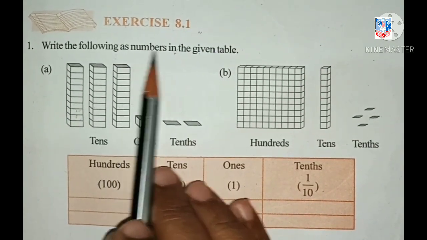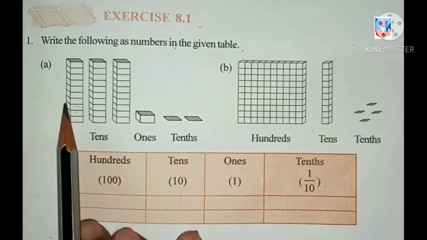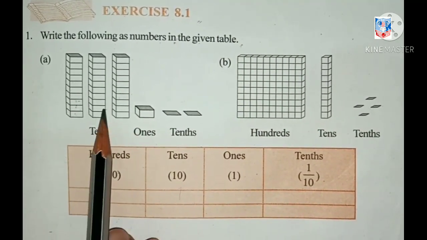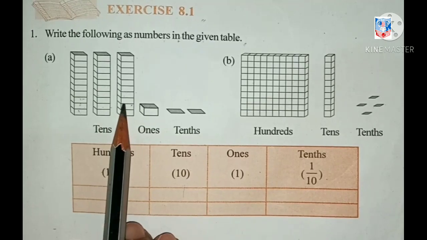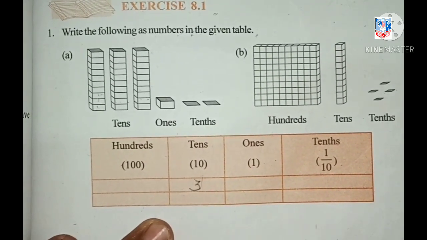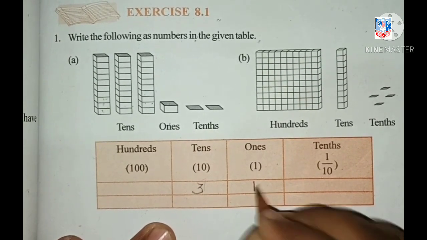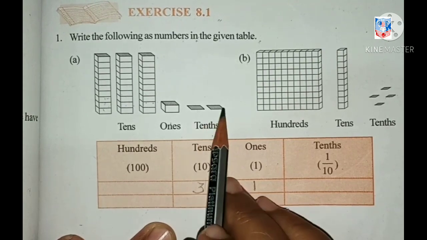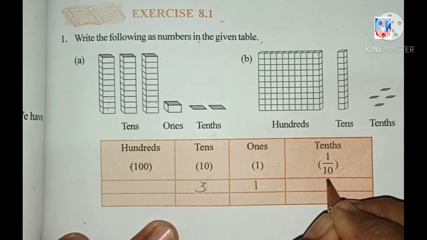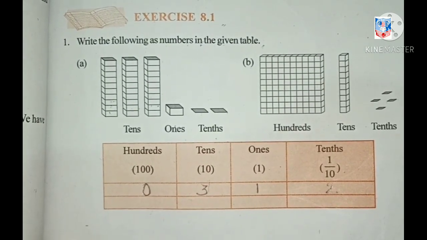Write the following as numbers in the given table. Now see this picture. How many tens are there? 1, 2, 3. So we will write here 3 tens. How many ones? 1 ones. And how many tens? 2 tens. So we will write here 2. And no 100. So put here 0.